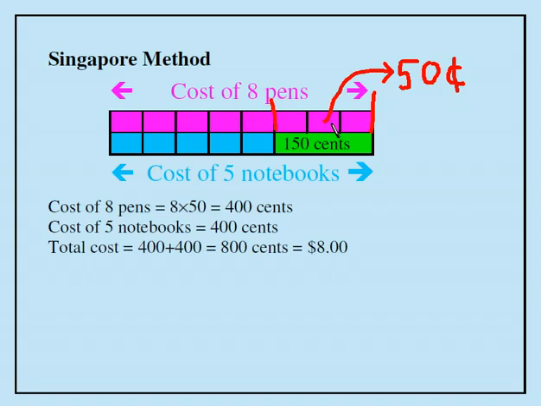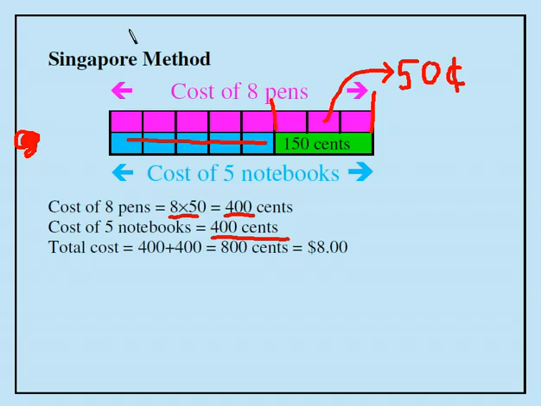Now, so if each pink rectangle is worth 50 cents, I have 8 pink rectangles. These rectangles represent the cost of 8 pens. That has to be 8 times 50, or 400 cents. And of course, the cost of 5 notebooks must be 400 cents. Now if you go back and put 50 cents here for the 5 rectangles, you're going to get 150 cents, 250 cents, sorry.